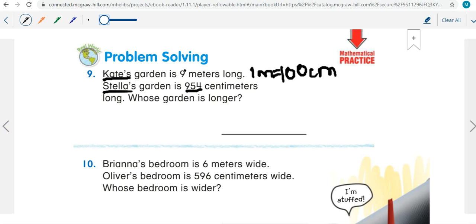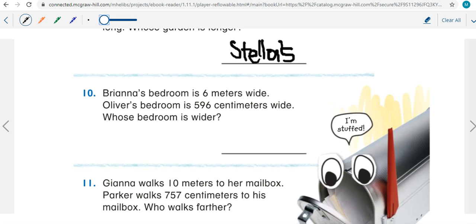Now, the question is, whose garden is longer? 954 is more than 900. So Stella's garden is longer. So on the line, you need to write Stella because 954 centimeters is more than 900 centimeters.